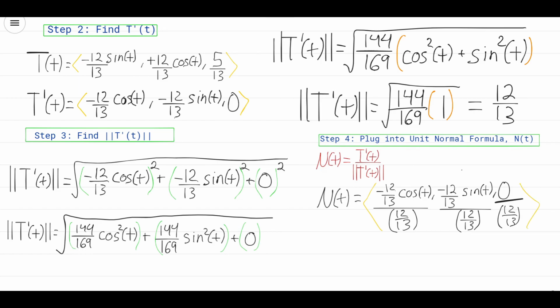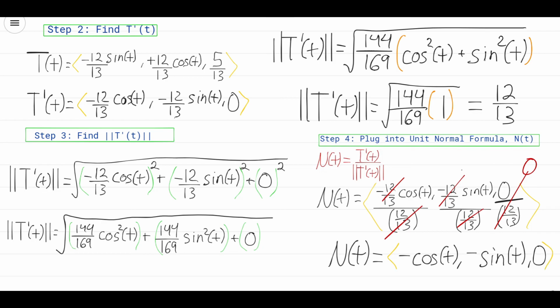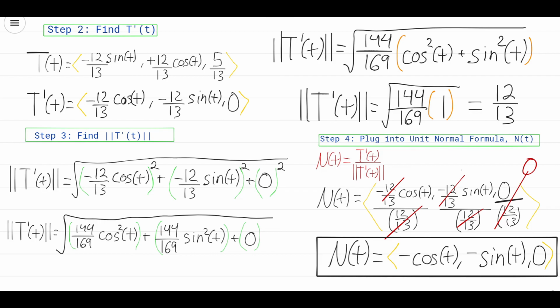Now we're going to do a lot of simplifying. Notice how we have common factors we can cancel out. We cancel out the 12 over 13 for the first term. In the second term, we also cancel out the 12 over 13 in the numerator and denominator. And in the last term, having a 0 in the numerator makes the whole term 0. So when we plug this into the unit normal formula and cancel out all the like terms, we're left with negative cosine of t, comma, sine of t, comma, 0. And that's the unit normal vector.